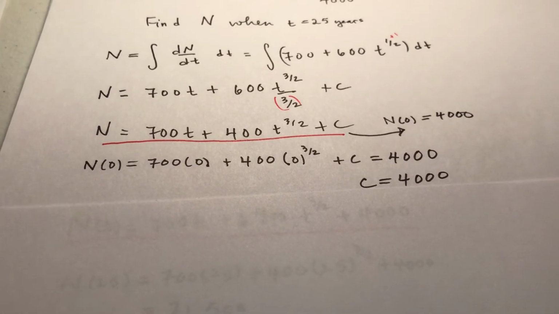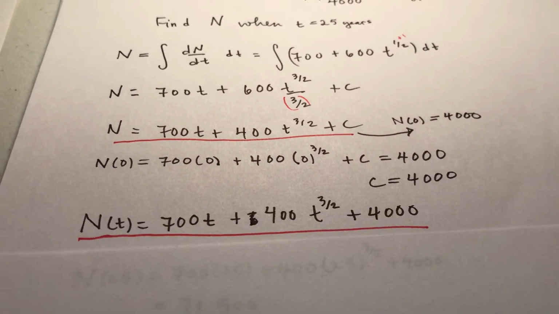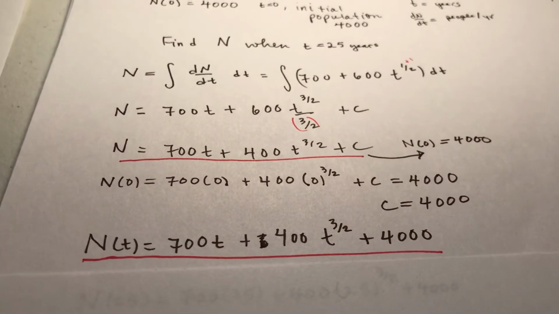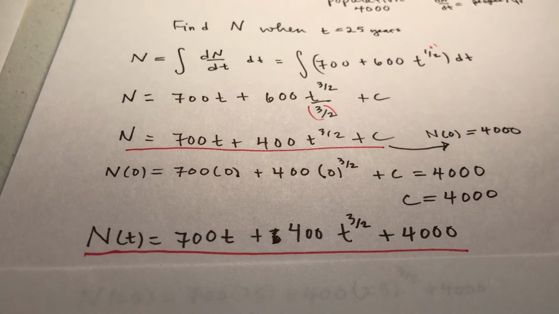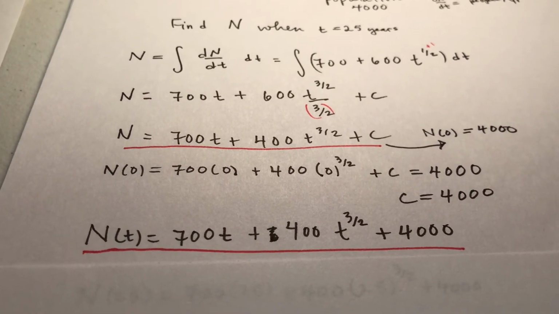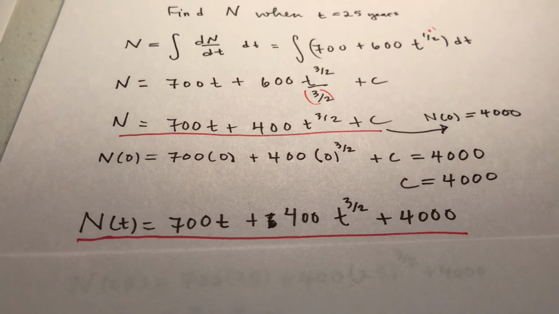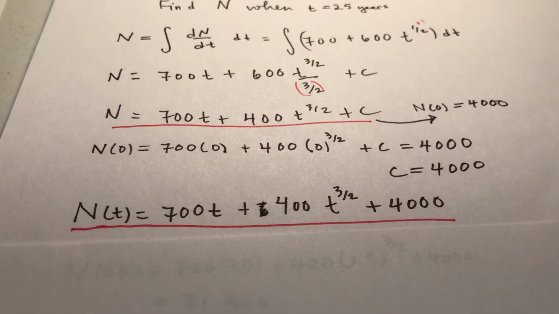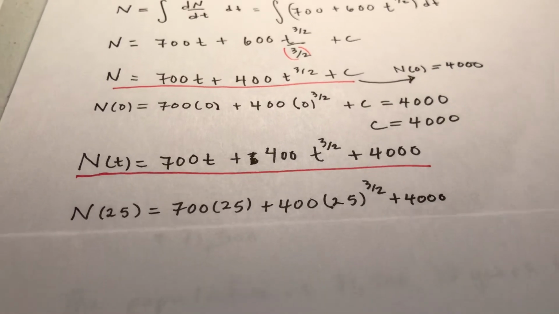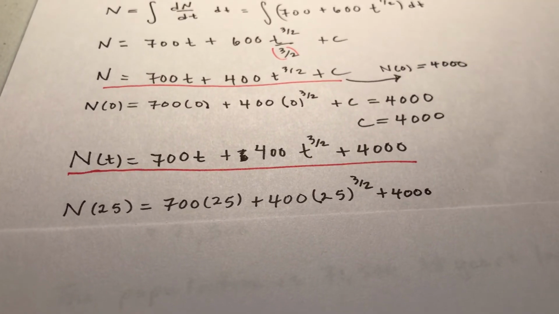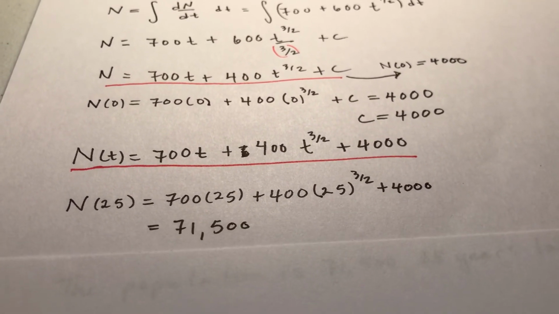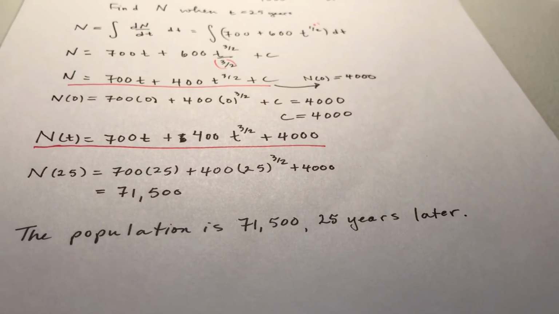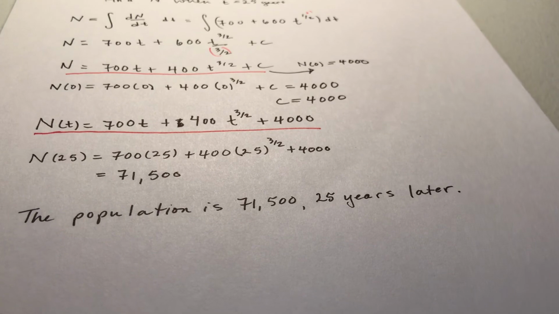You might be catching on to that. And this is my function without the plus C. I have N of t is equal to 700t plus 400 t to the 3/2 plus 4,000. Now there's one more question that they're asking. They want to know how many people there will be in 25 years, so I put 25 in. And I got 71,500. And wrote the population is 71,500 25 years later.